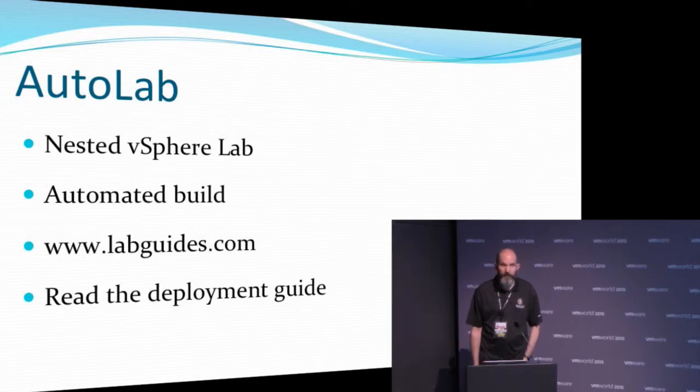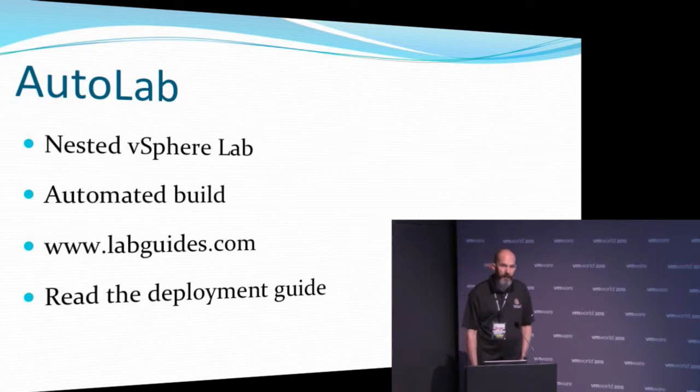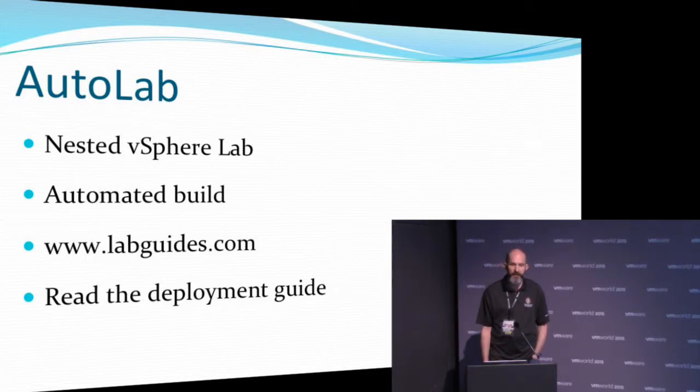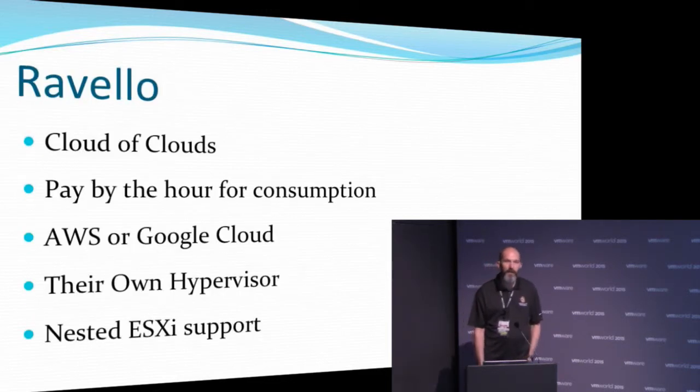The AutoLab itself lives at labguides.com, and even if you're deploying onto Ravello, you should have a look on that site and get hold of the deployment guide. Even if you're not ready to deploy AutoLab, it's a good place to go to find out how the process works for deploying AutoLab. So definitely you'll need to head across to labguides.com and have a read of the deployment guide. And you'll also want to learn a little about Ravello.